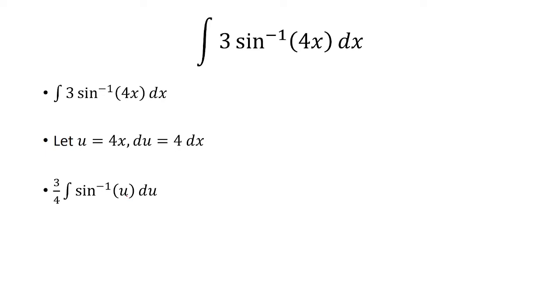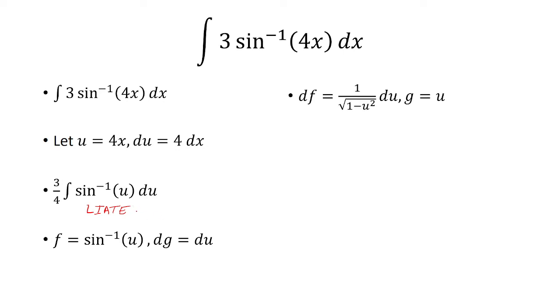u du. From here, we're going to use integration by parts. And an acronym that we use that's helpful is LIATE. So the first L is for logs. We have no logs, but I is inverse trig function, so that's going to be our f. It's going to be inverse sine, and so dg will just be du.